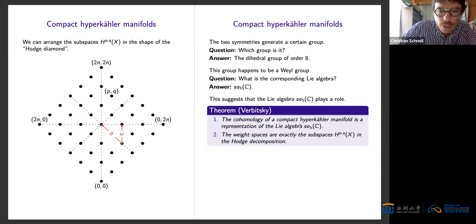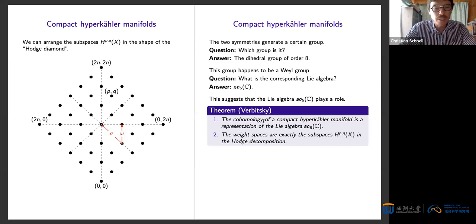Okay, and this Lie algebra has rank 2, and so the decomposition into weight spaces in this representation would be indexed by 2 integers, and in this case the weight spaces are exactly these HPQ spaces. Okay. So in this Hodge diamond, you're actually seeing the representation of SO5, and each dot corresponds to one of the weight spaces. Okay, so this is what I mean by this principle, that if you take omega and sigma together, you will get some very interesting symmetries that you don't see otherwise.